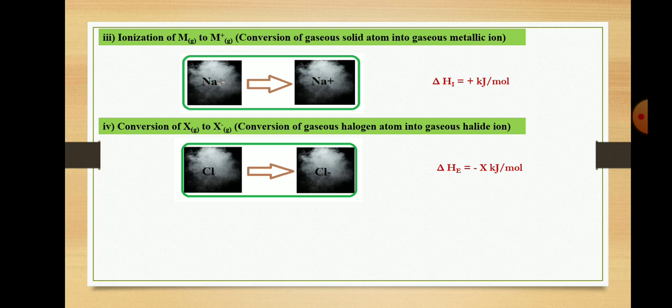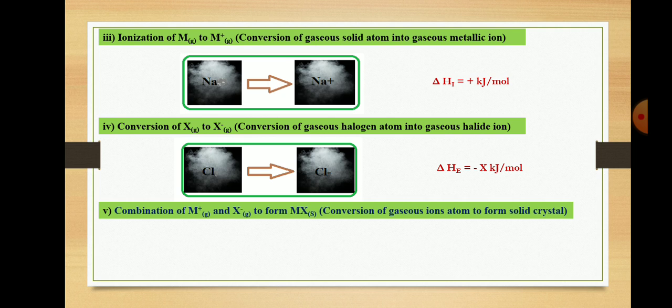Very simple, students. Here the Cl atom in gaseous state is converted to Cl minus in gaseous state, where the amount of energy released to get one extra electron in the outermost shell is called electron affinity, which is indicated by minus X kilojoule per mole.